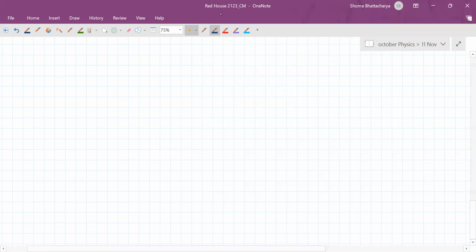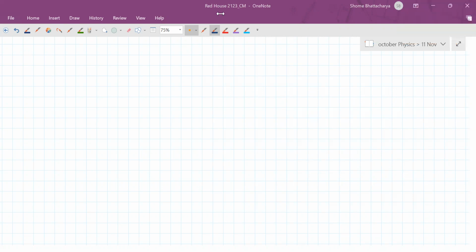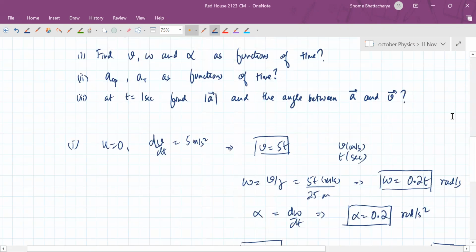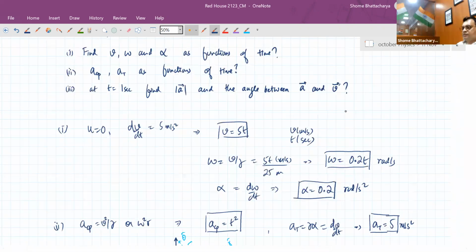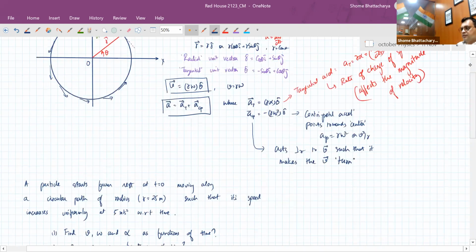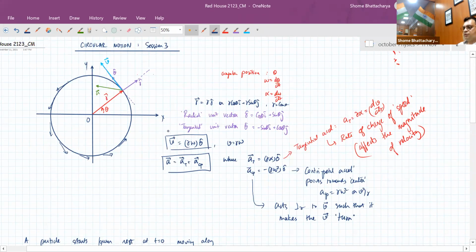Yeah, sir, but I had a doubt. In the second subpart of the previous question, how did you write after AT equals R alpha, then dV by dt? That is by definition, brother. That is the definition of tangential acceleration. And this had come in the previous lecture. How we had done it was by differentiating the velocity.